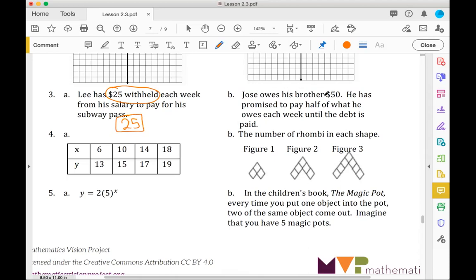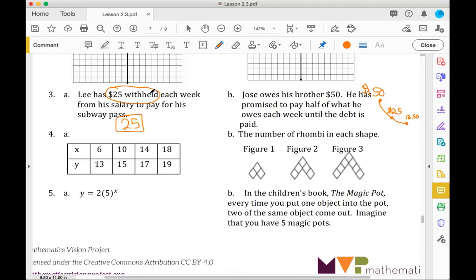Whereas over here, Jose owes his brother $50. He has promised to pay half of what he owes each week until the debt is paid off. So think of this as starting at 50, but then what's week 2 going to look like? It's just 25, right? And then what's half of 25 going to be for week 2? Hopefully you're saying $12.50.